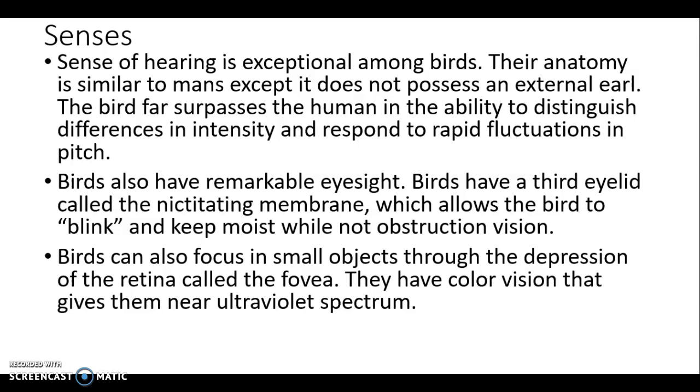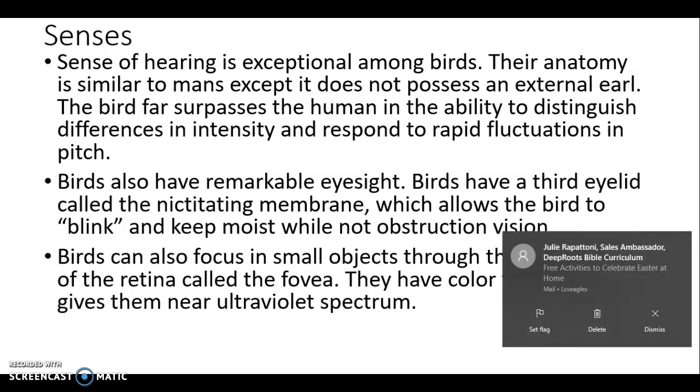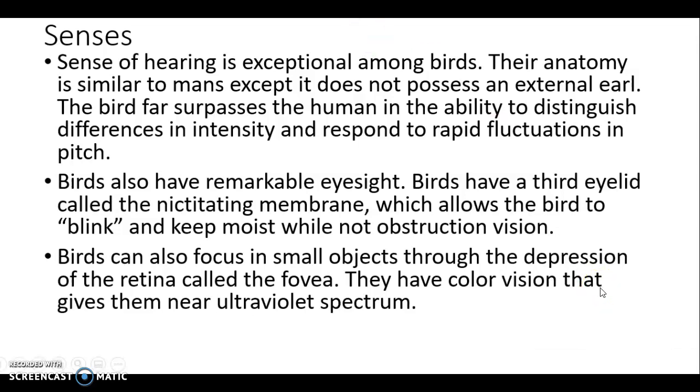Birds also have remarkable eyesight. Birds have a third eyelid called the nictitating membrane, which allows the birds to blink and keep moist while not obstructing vision. So we just have our tear ducts. They have a nictitating membrane for that. Birds can also focus on small objects through the depression of the retina called the fovea. They have color vision that gives them near ultraviolet spectrum colors.